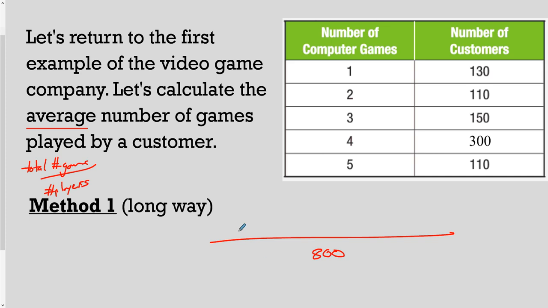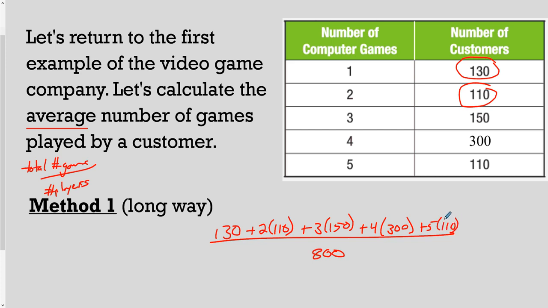So next we need to figure out how to calculate the number of games played. Well, 130 customers play one game. 110 customers play two games. So if we're counting the number of games played, that's actually 2 times 110, right? The 110 people times 2 games each. Then we've got 3 games times 150 players, because 150 players play 3 games each, plus the 4 games times 300 players, plus 5 games times 110 players.